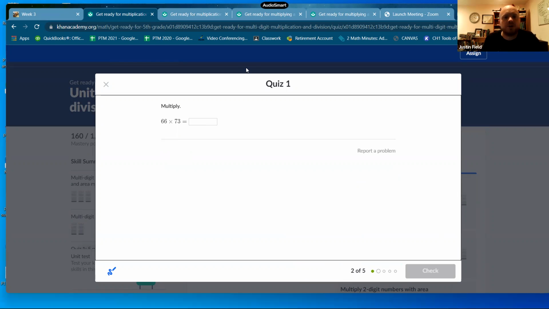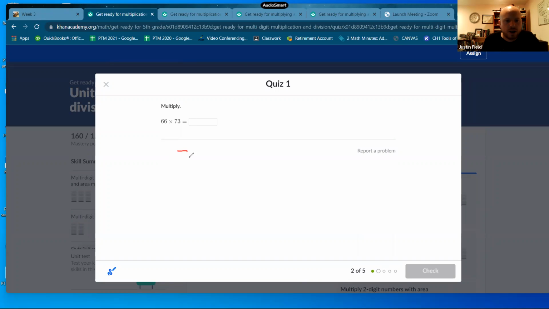Double digit multiplication. Okay. I like to put the bigger number on top, although it's not necessary. So we do the ones digit of the bottom first. 6 times 3 is 18. 8 down here, 1 up here. 6 times 7 is 42, plus 1 is 43. So I write 43 right there.